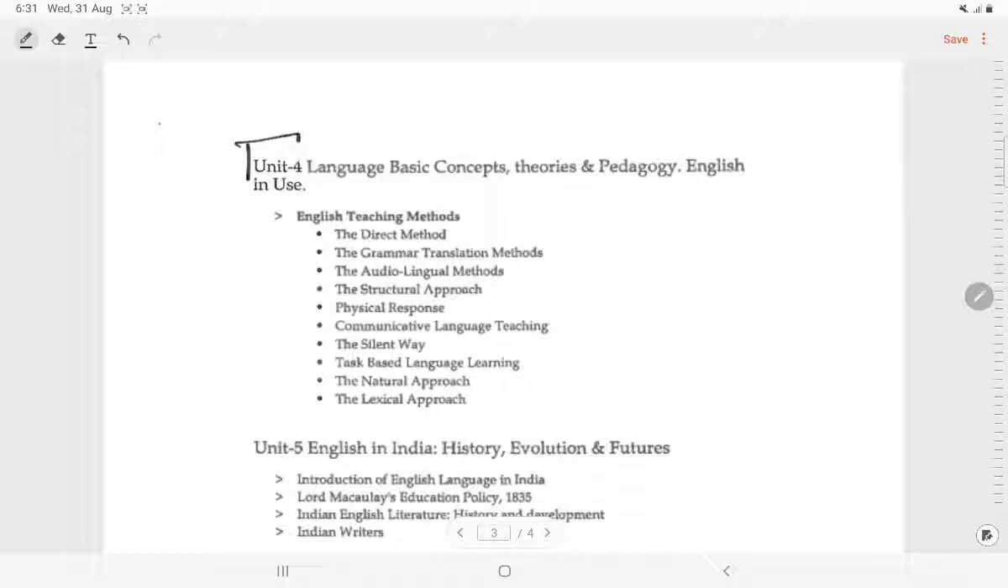Now, unit number 4. This is a very interesting topic and a very easy topic if we understand it well. It is kind of a practical syllabus, we can call it. Look at this, they have clearly given language basic concepts. We are going to become a teacher or professor of literature, which means we must have mastery over language and literature as well, especially theories of language and methodology or pedagogy of English language. And finally, English in use, the practical usage of English.